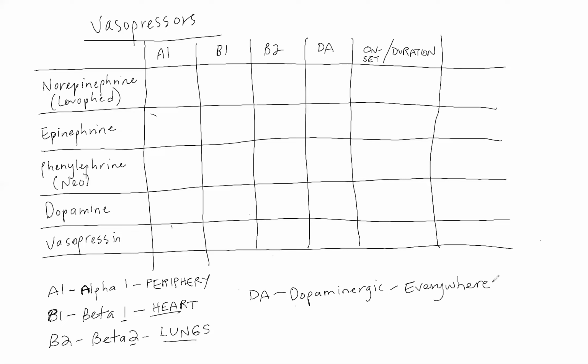All right. So we've got our receptors up here, alpha 1, beta 1, beta 2, dopaminergic, and now we know where each of those 4 receptors are located. So let's move through this graph together. What we're going to do is just put X's on the medicines for which receptors they affect. So one of the easiest ways to think about this is for our alpha 1 receptor right here.